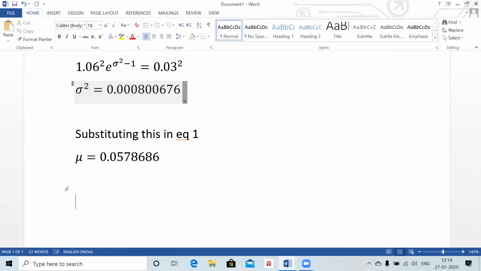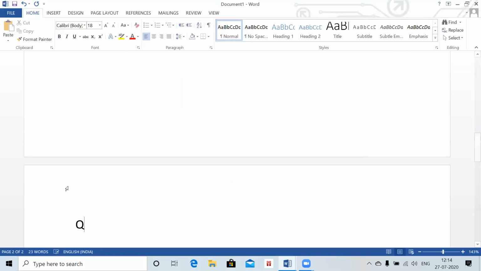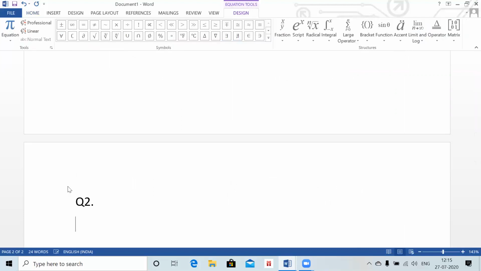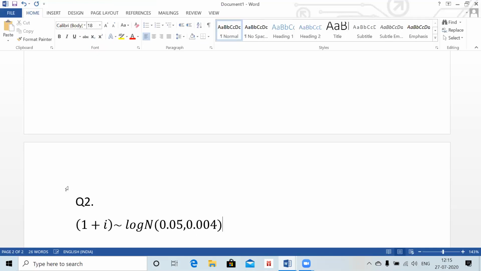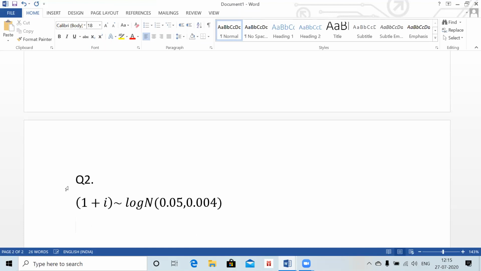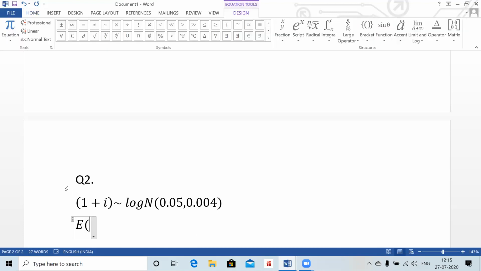So first, Control Enter brings you to the new page. Question 2. We've been given that 1 plus I underscore t, or you can just write 1 plus I, follows log normal 0.05 comma 0.04. This is given in the question, and then we have to calculate the expectation first.